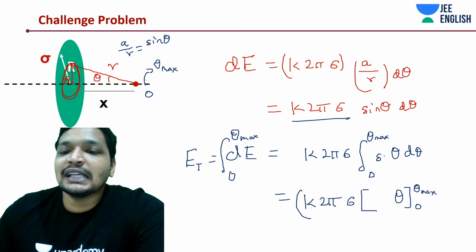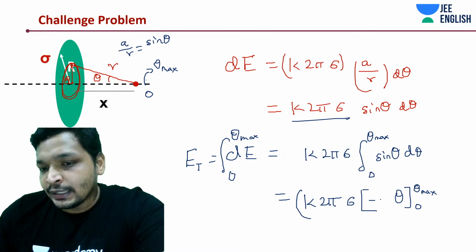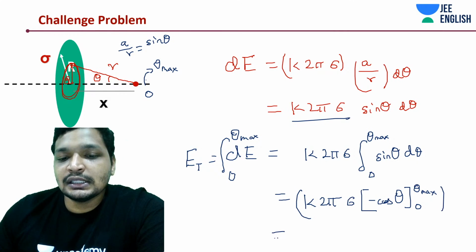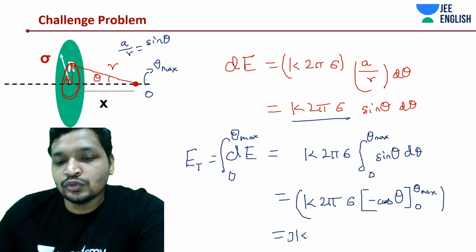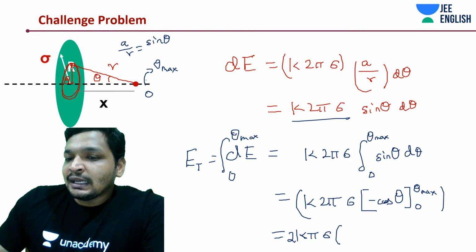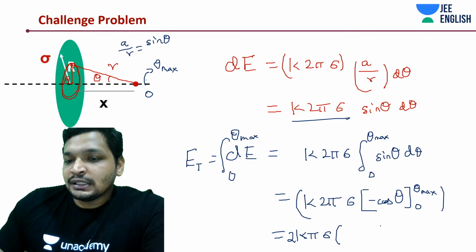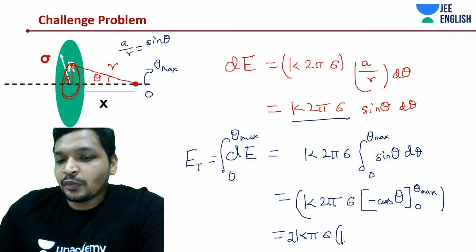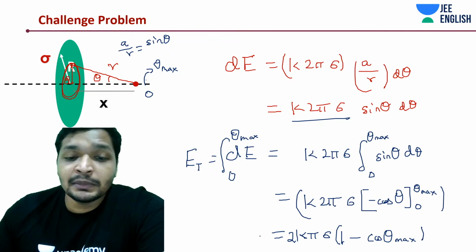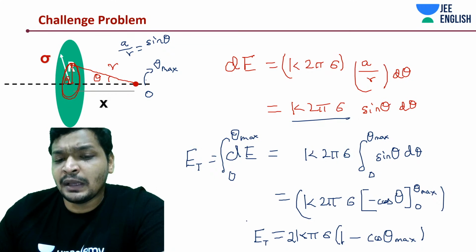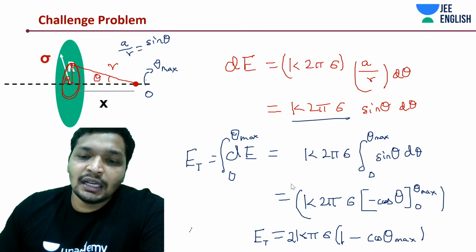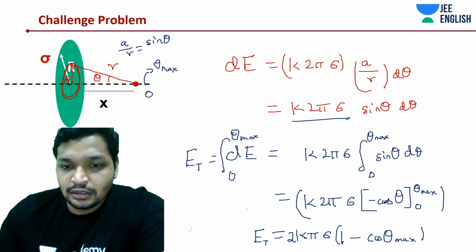This is sine theta, and this is going to be minus cos theta, since cos theta differentiated would give you minus sine theta. Now, what is this? This is k into 2 pi, or 2k pi sigma, minus of cos theta max. You can invert the limits, so it's going to be 1 minus cos theta max. Depending upon what cos theta minimum is, you'll start from there. Why am I specifically stating that? Because it has a very interesting application that can be asked.